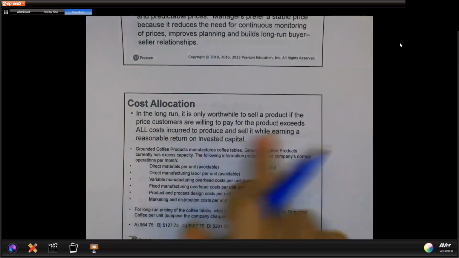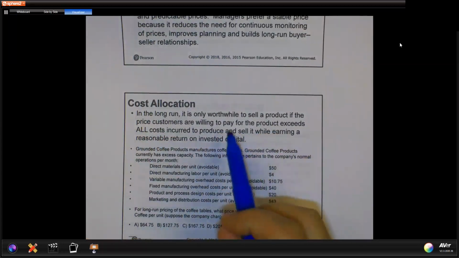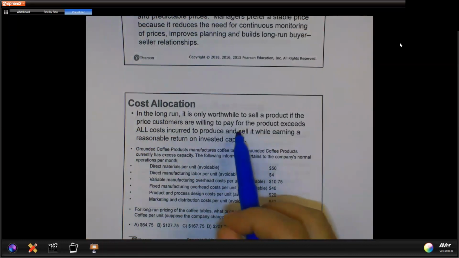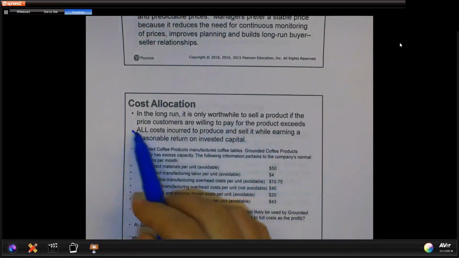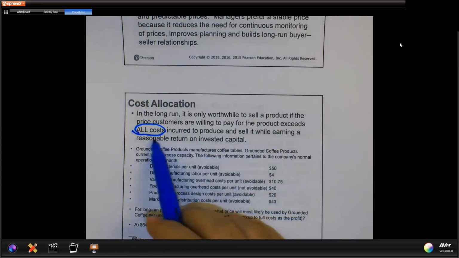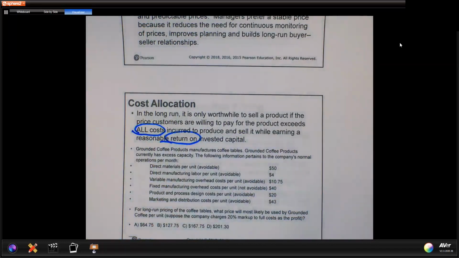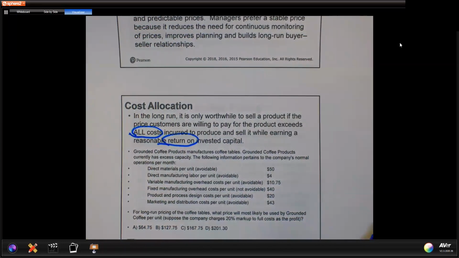Basically, that's what they said. It's only worth it if you cover all the cost, and then you also earn some return, which is also your profit. So look at this question. I'll work this one with you.